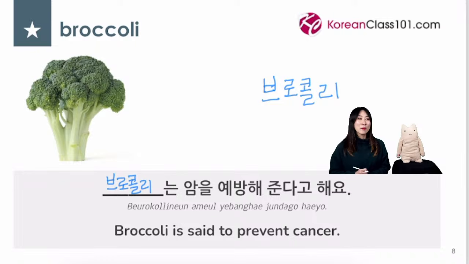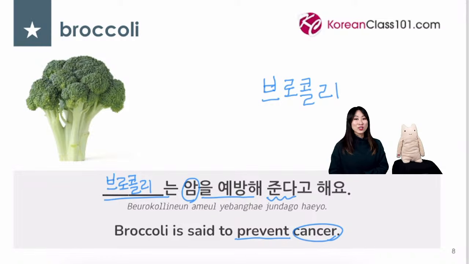So let's put this word into the example sentence: 브로콜리는 암을 예방해 준다고 해요. This sentence seems long and complicated, right? But actually it's not. Let's break it down together. 브로콜리는, as for broccoli. 암 means cancer. 을 예방하다 means to prevent. And 준다. 예방해 주다 basically means prevent cancer, but the author put 주다 because it's a positive effect.